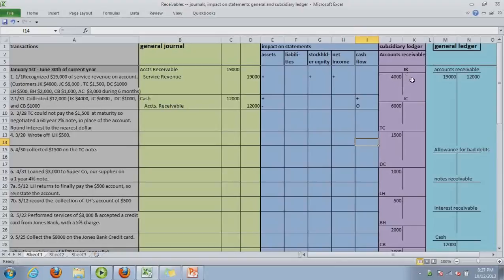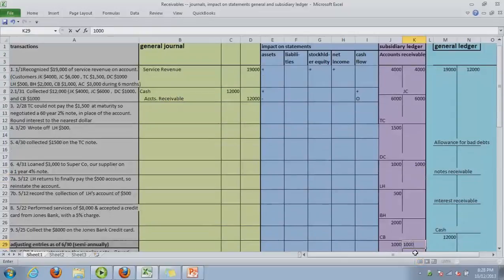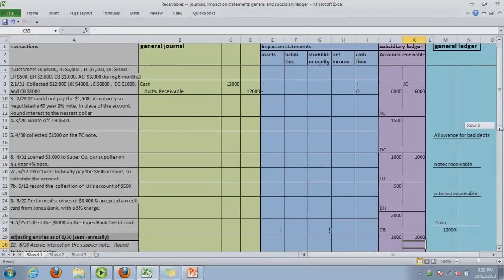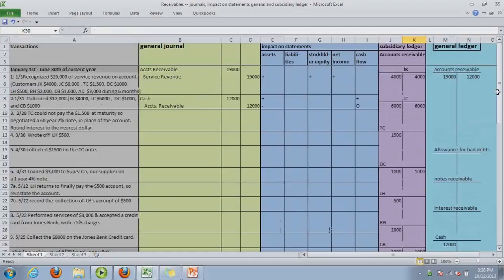And then JK gave us the money. JC gave us the money. So these people are becoming zero in their balances. DC gave us money. And CB, that's also 1000. Okay, so hopefully we got that right. And so those accounts actually show a zero balance if we were to total it up. Okay, hopefully that's it for that one.